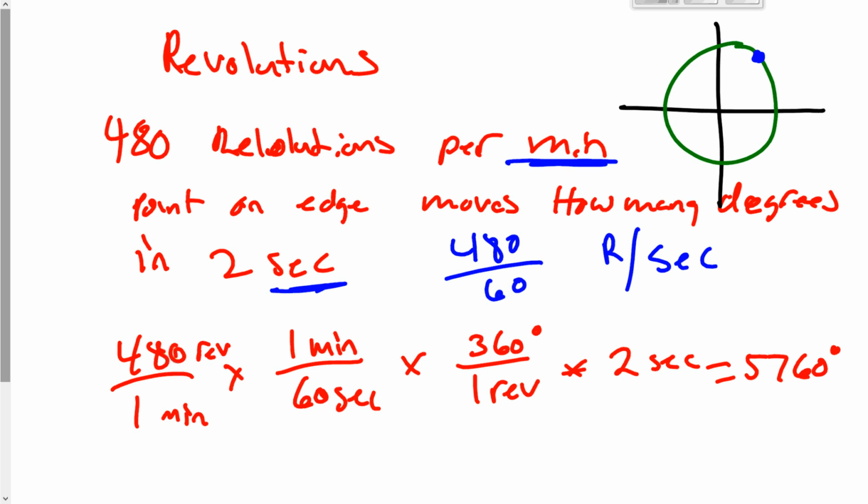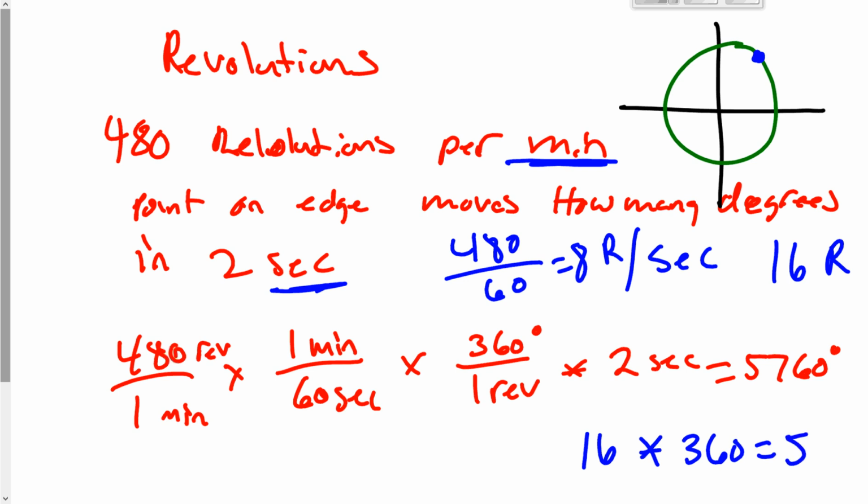So we're going to take 480 and divide it by 60. So we get 8 revolutions per second, and then we're going for 2 seconds. If we times that by 2, we get 16 revolutions. So we're making 16 revolutions, and that's 16 times around. And how many degrees is one time around? Well, that's 360. So if we take 16 and times that by 360, we get how many degrees we travel, which is 5,760 degrees.